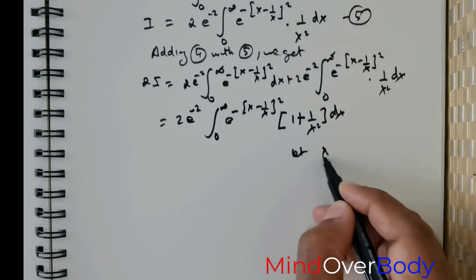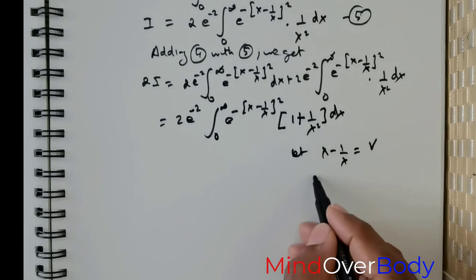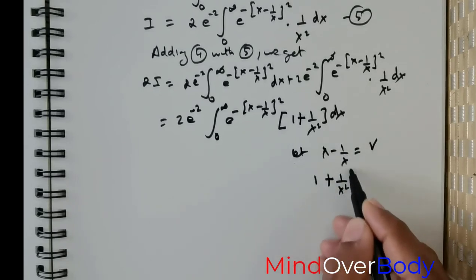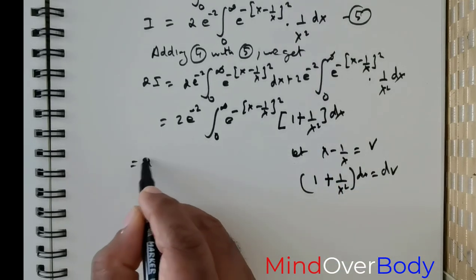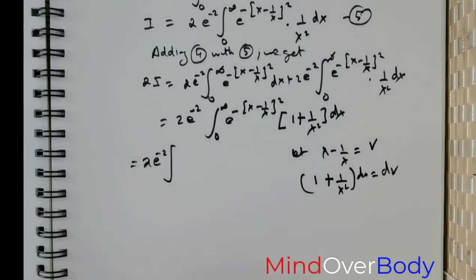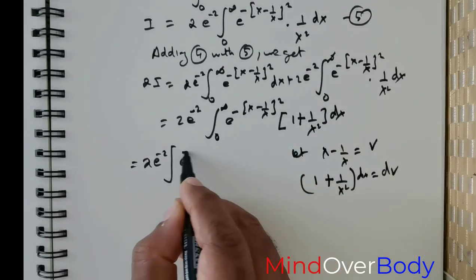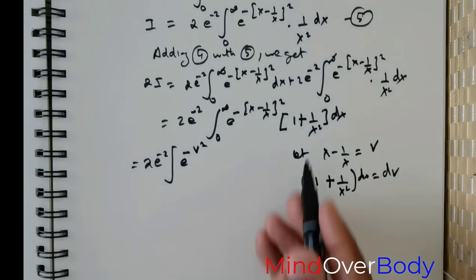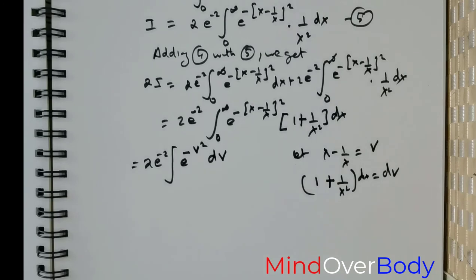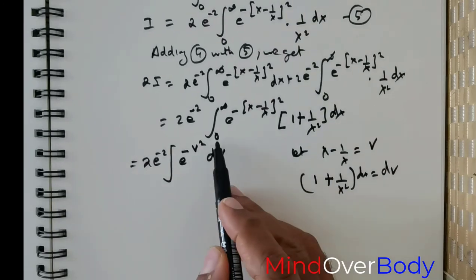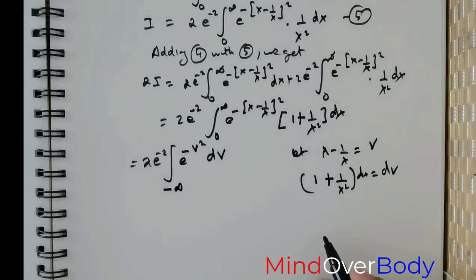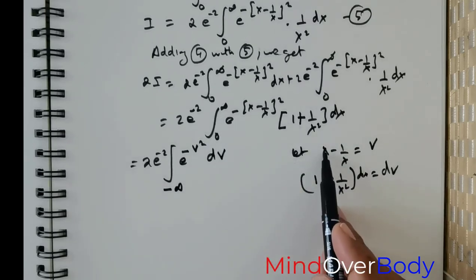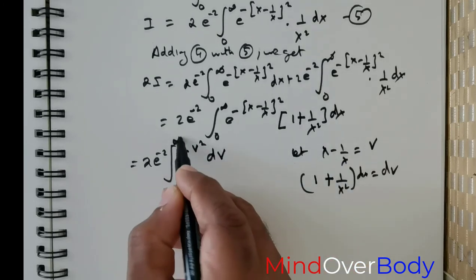Now if I were to take, let x negative 1 over x be equal to some v, if I were to differentiate, I get 1 positive 1 over x squared times the dx is equal to dv. So this is handled here. So this is going to be equal to 2 times e raised to the power of negative 2 integral. This is e raised to the power of negative v squared. This is going to be my dv, and when x is equal to 0, we would get a negative infinity. When x is equal to infinity, we would get a positive infinity.